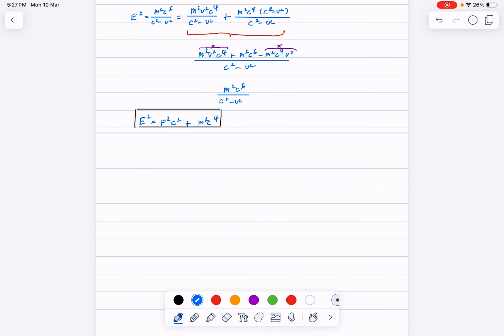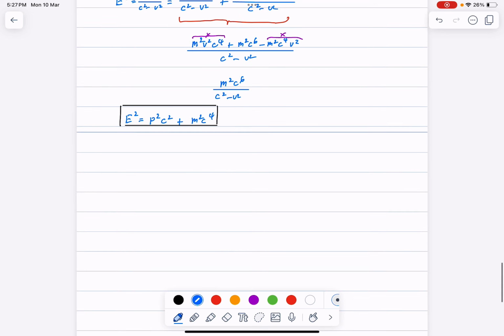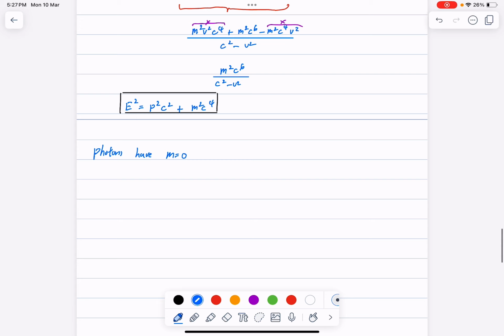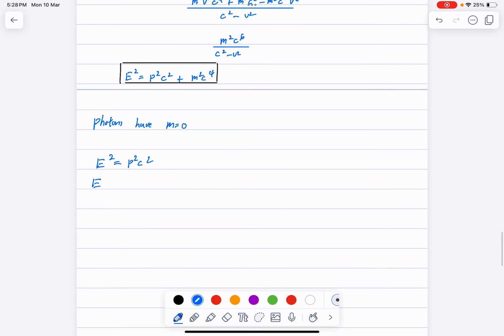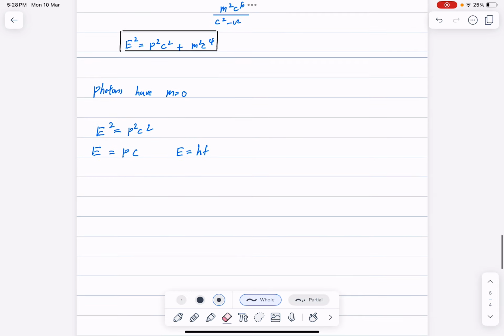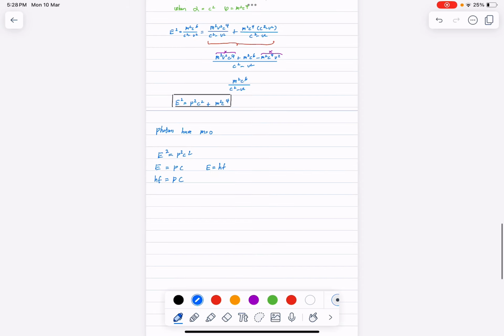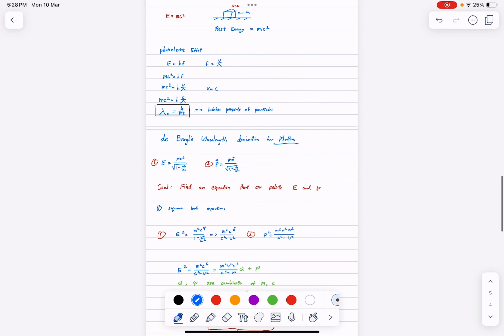Now, photons have m equals 0. They have no mass. They have momentum, but they don't have mass. So E squared equals p squared c squared. That's what we have. And we square root both sides. E equals p times c. And remember, E for a light wave equals h times f. hf equals p times c. And recall that f is v over lambda.